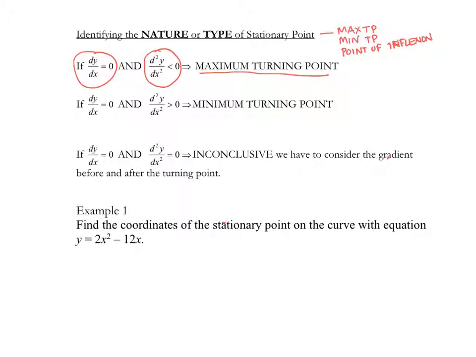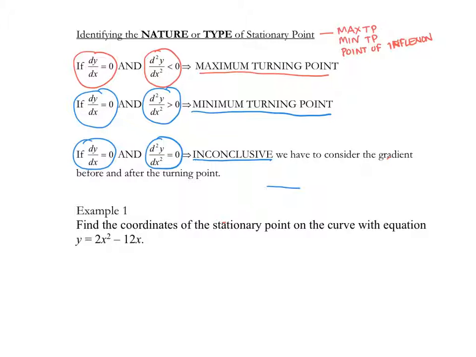So the second one we've got is stationary point, dy by dx equals 0. If the second derivative at a point x that you've found is positive or greater than 0, we get a minimum turning point. And as I just said from the last diagram, we get dy by dx is equal to 0. If also the second derivative is 0, it's inconclusive. So what we have to do is look at the stationary point, that's where dy by dx is equal to 0, and look just before it and just after it to see what the gradient is.